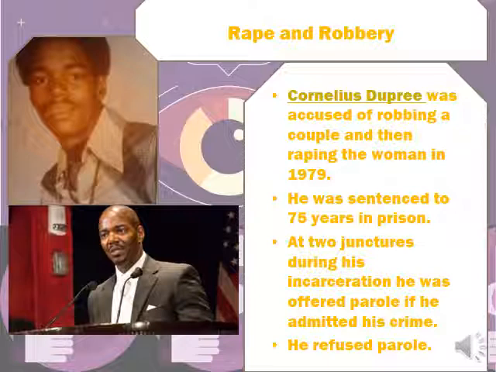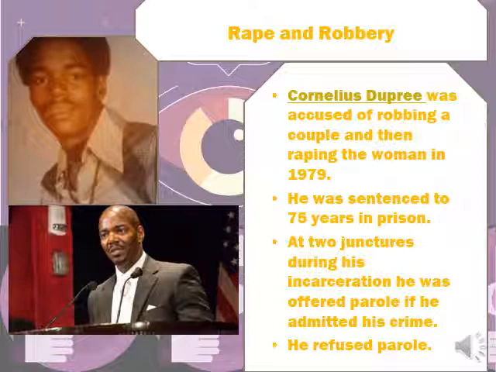This is another individual, Cornelius Dupree. If you click on the little portion up here, it'll send you to an initial link. And again, this is the Innocence Project. It's a website, but it's also an effort to exonerate individuals who are wrongfully convicted. Cornelius Dupree was accused of robbing a couple and then raping the woman in 1979. He was sentenced to 75 years in prison.